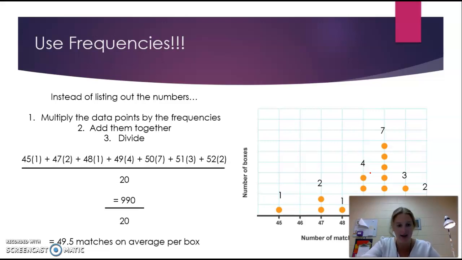Okay, so a much quicker way than listing out all the numbers, especially if we have a bigger dot plot than this. This isn't only 20 dots on this dot plot, 20 data points.